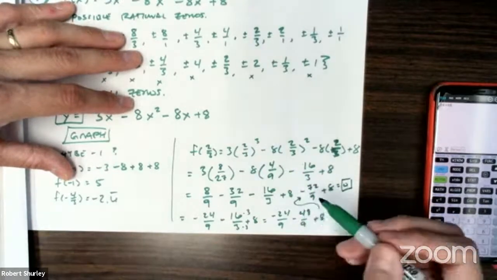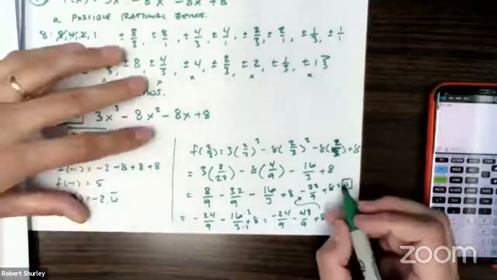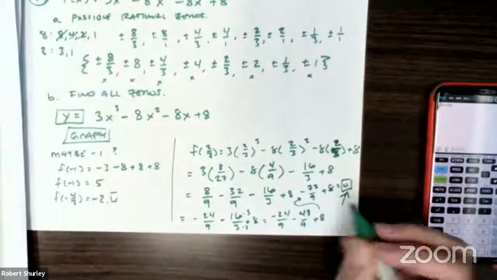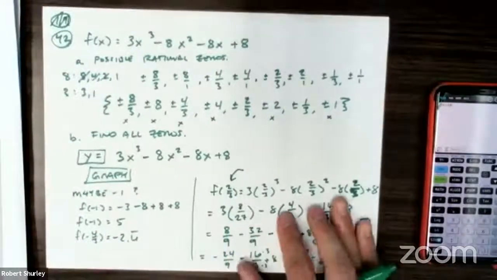Now, guys, just put that in the calculator. That's way too much work, right? Yeah. But we found our 0. It's 2/3. The crowd goes wild. Yay. Okay.